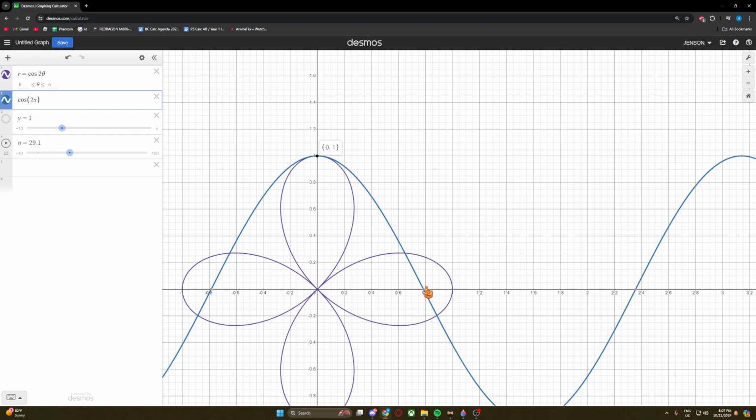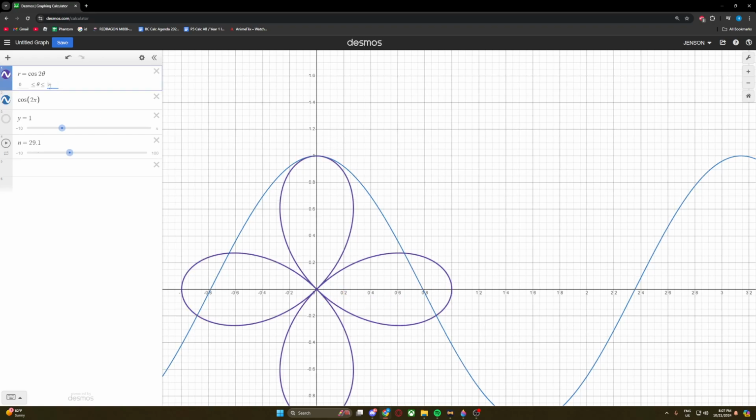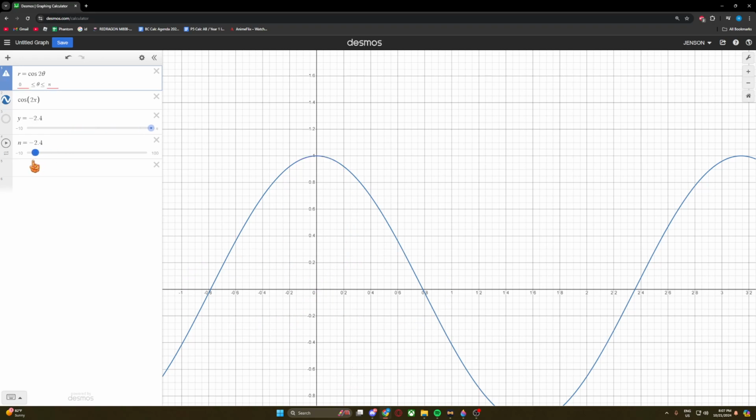Where do we see that? It's right here, and we can prove that with the n thingy. Look at this, it starts from 1. Look at that, it starts from 1.